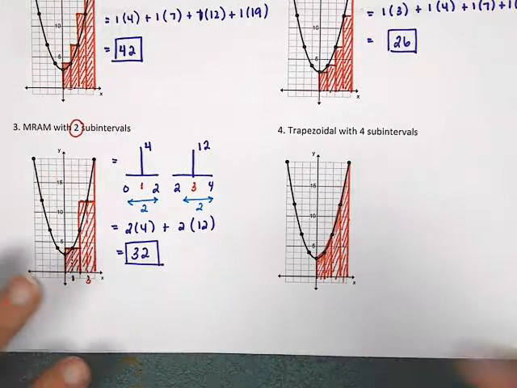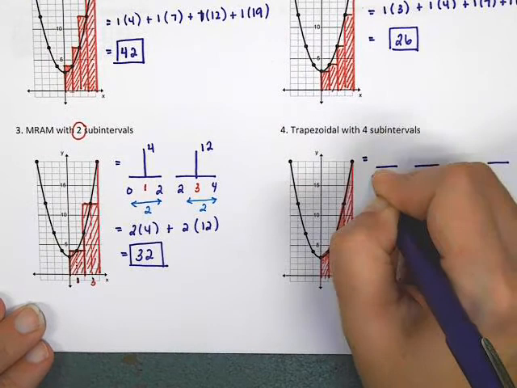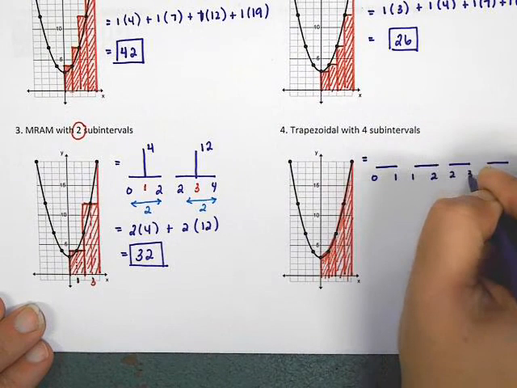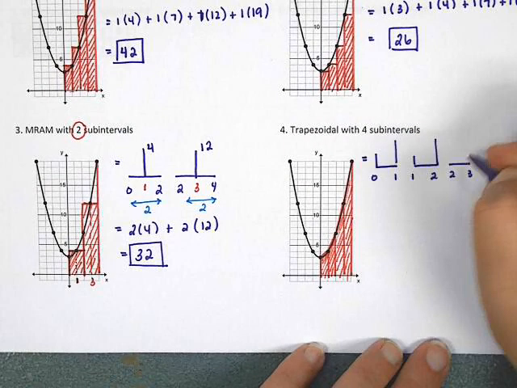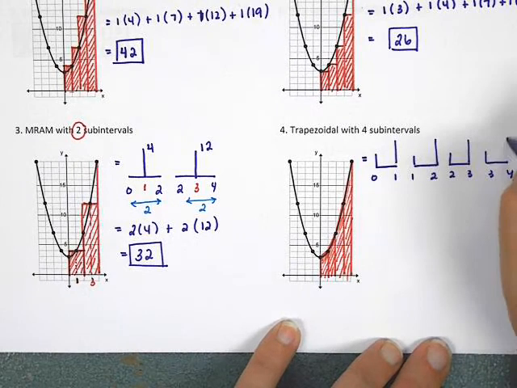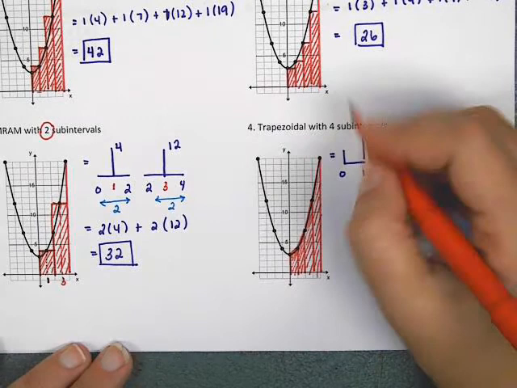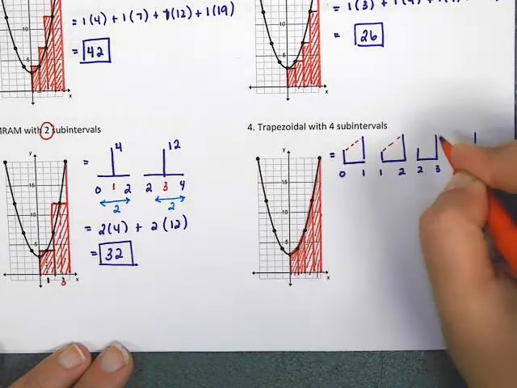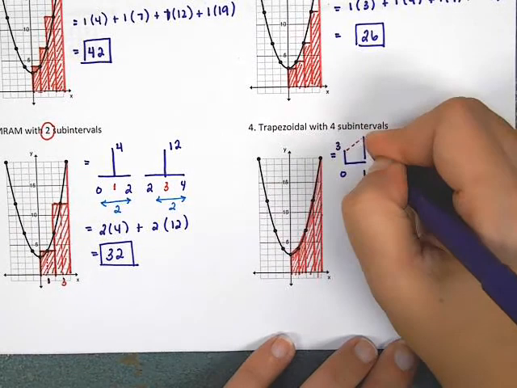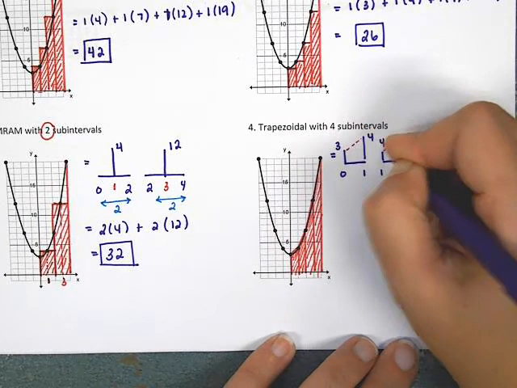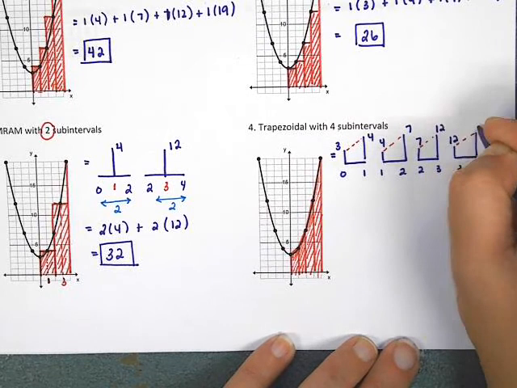Now when I show my work here, here's how we can organize ourselves. We have 4 subintervals: 0 to 1, 1 to 2, 2 to 3, 3 to 4. And we're going to write in both heights because the trapezoid connects the endpoints. Now it doesn't matter which of those lines you make taller than the other one. I just think drawing one of them taller than the other one makes it look more like a trapezoid. So the height at 0 is 3, height at 1 is 4, 4, 7, 7, 12, 12, 19.